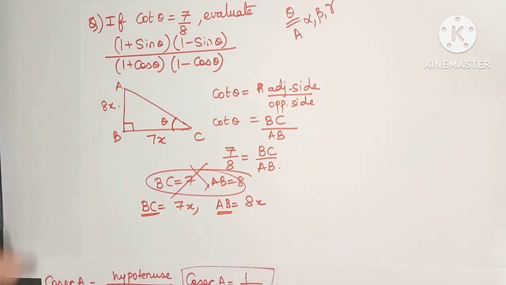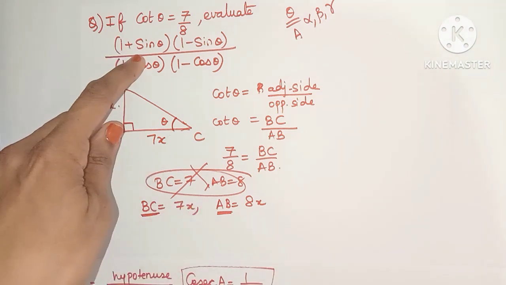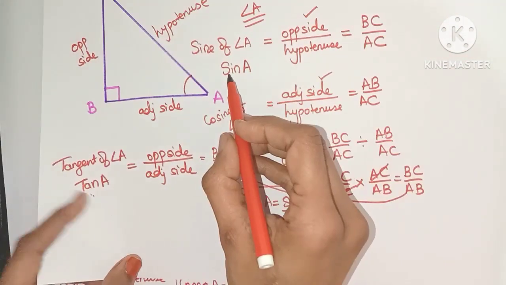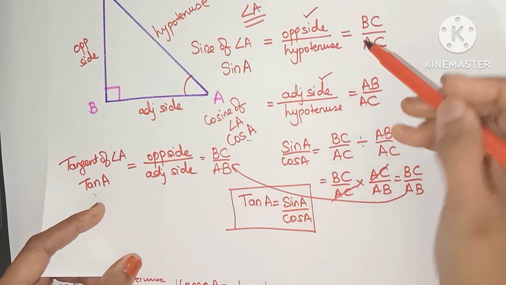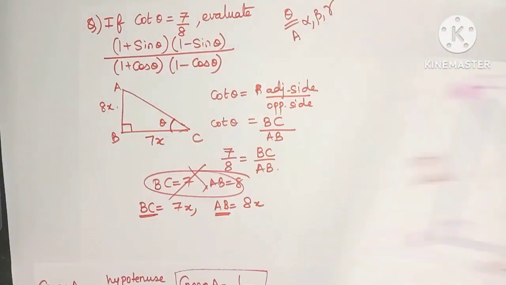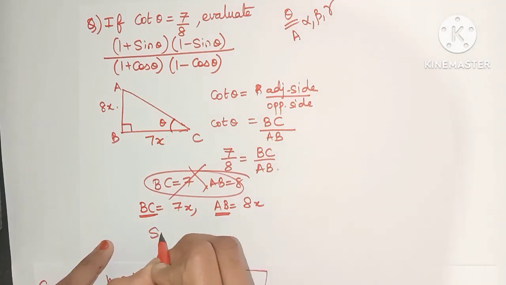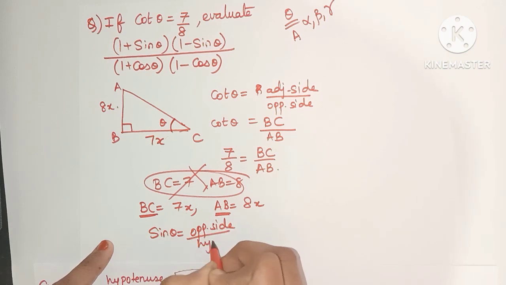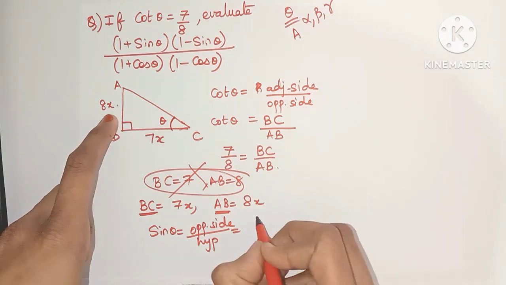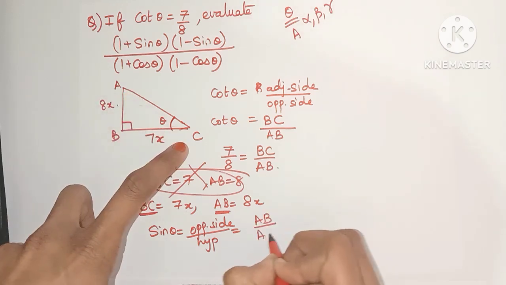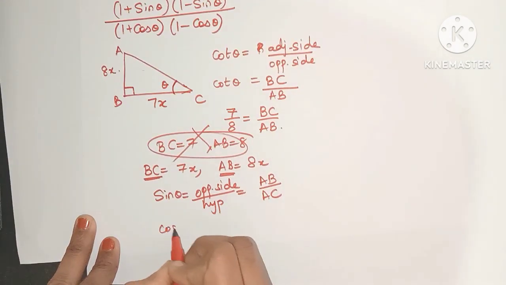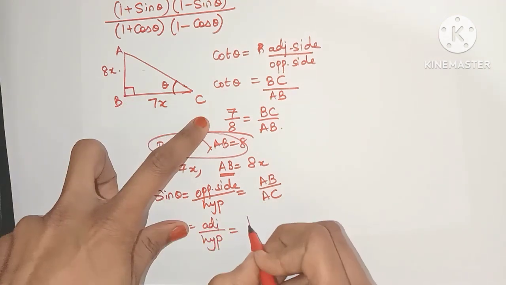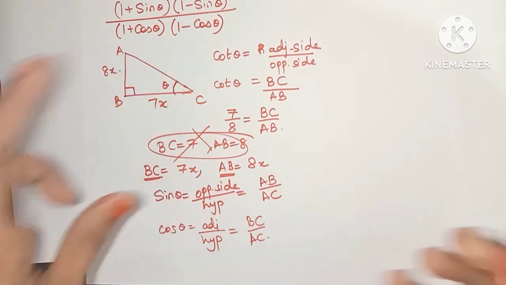Okay. Now this is done, but we need to find sine and cos, friends. So again, what is sine? What is cos? Let us recall. Sine is opposite side upon hypotenuse. Cos is adjacent upon hypotenuse. Let me write that down. Sine theta is opposite side upon hypotenuse. Now for theta, the opposite side is AB, hypotenuse is AC. Similarly, what is cos theta? The adjacent side upon hypotenuse. That is BC divided by hypotenuse, which is AC.